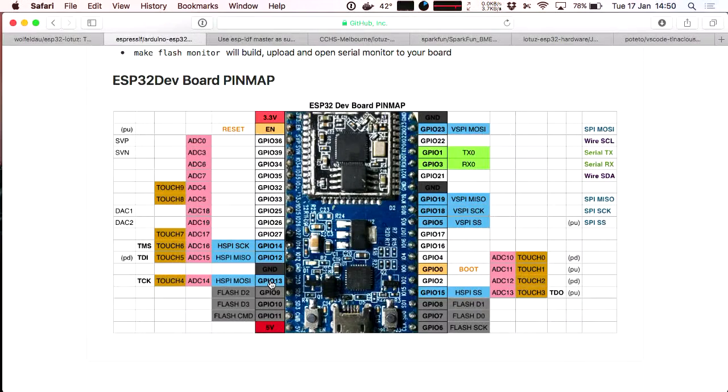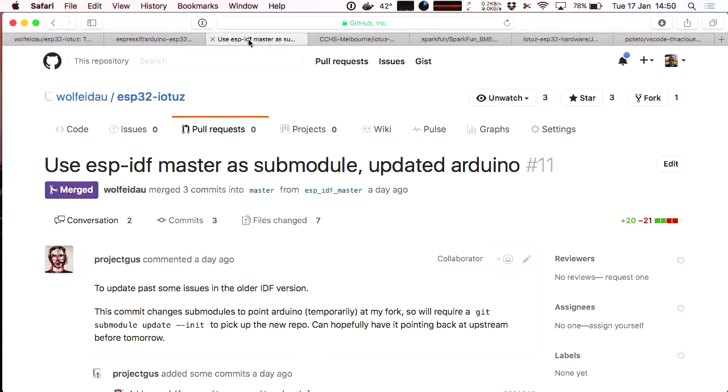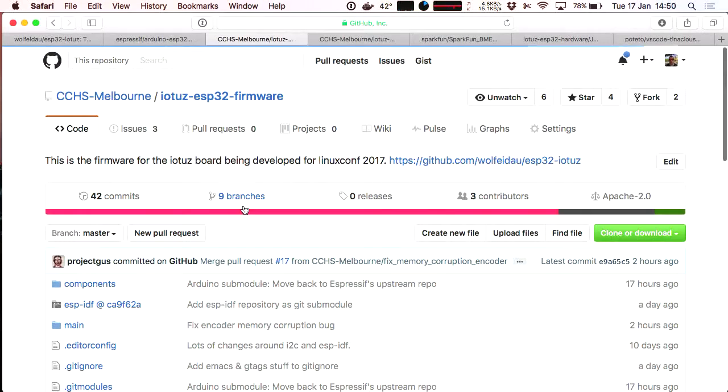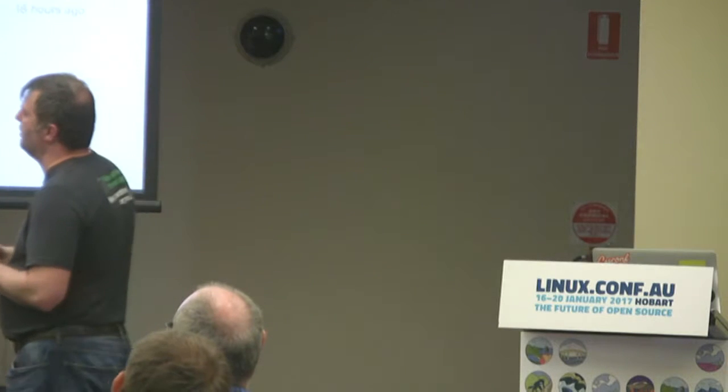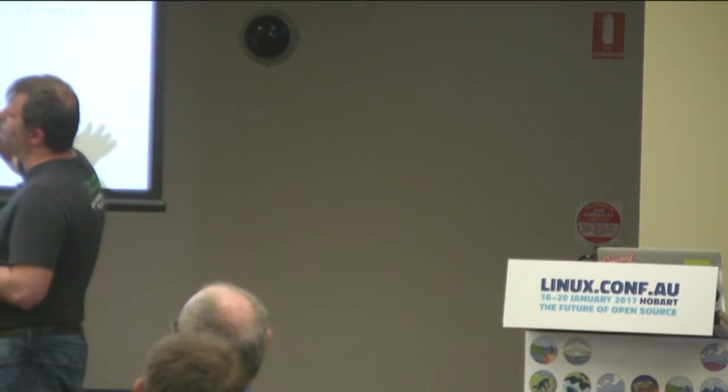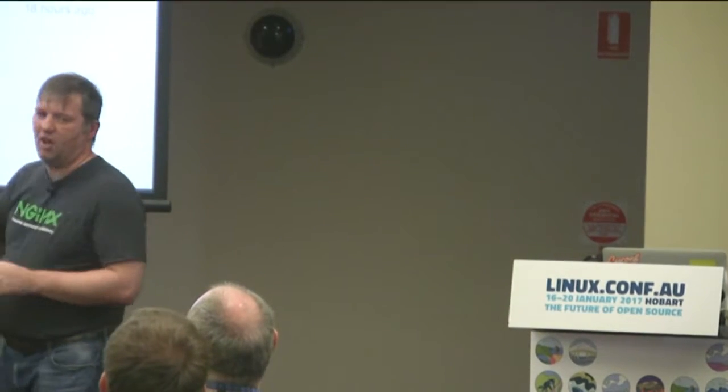So the IDF environment is very similar. From our perspective, this is the project that we've used to build the code. As you can see, we've linked in the ESP-IDF as a submodule. What I would recommend is if you go to the examples in the Arduino project, have a bit of a mess around, pull this down.